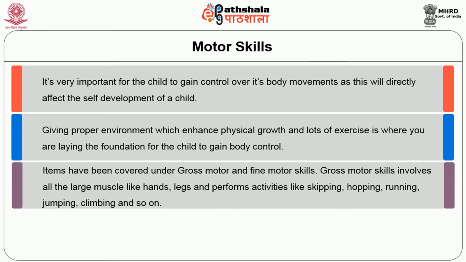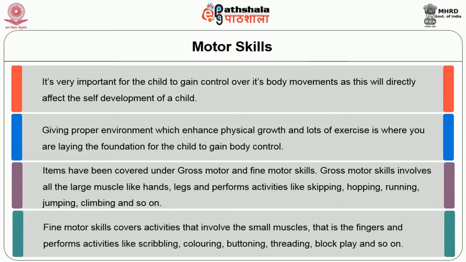Gross motor skills involve all the large muscles like hands and legs, and performing activities like skipping, hopping, running, jumping, climbing and so on. Fine motor skills cover activities that involve the small muscles, that is the fingers, and performing activities like scribbling, coloring, buttoning, threading, block play and so on.